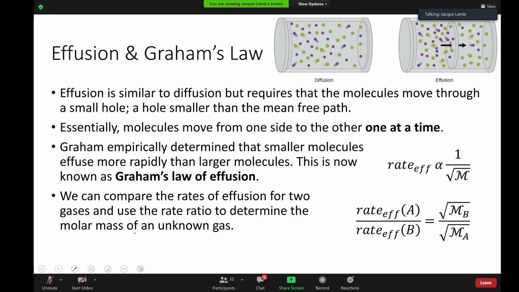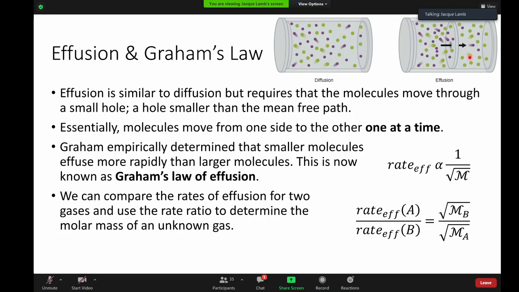So effusion is another property, but effusion is a little bit different than diffusion. Diffusion is when you have molecules randomly moving around in a container, bumping off of each other. Effusion is similar, but it requires that the molecules move through a tiny hole. So we have two chambers here with a tiny hole in between, and the molecules move from this side of the container into this side of the container one at a time. The hole is very, very small.